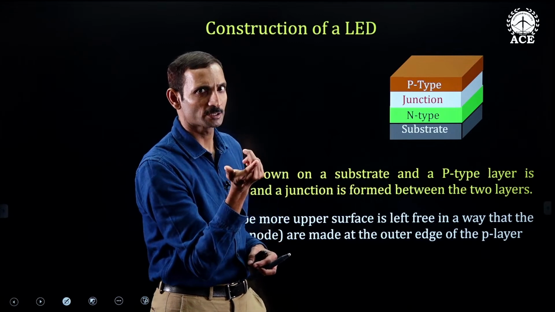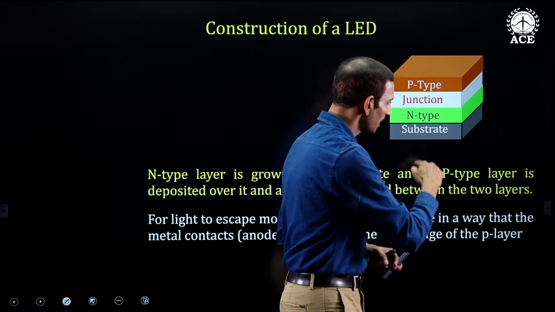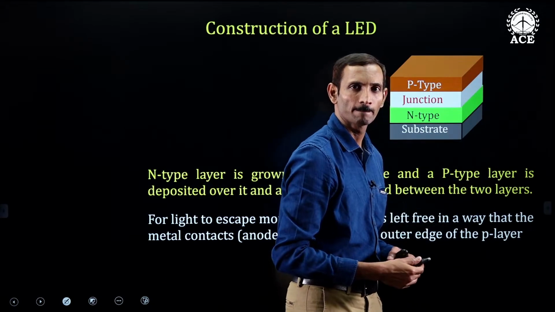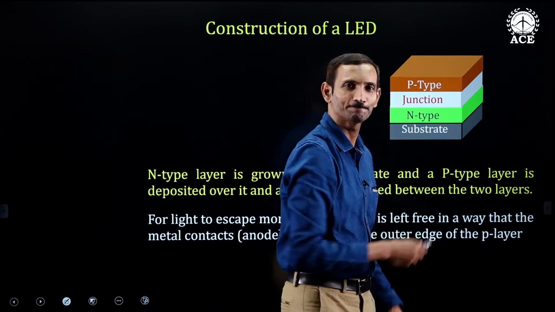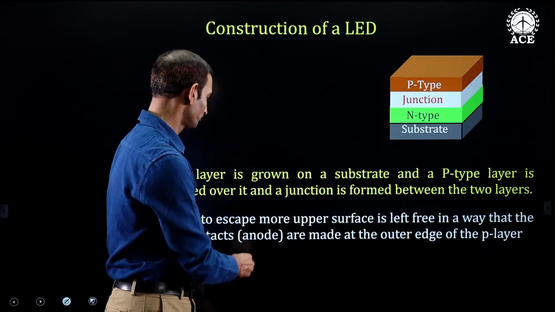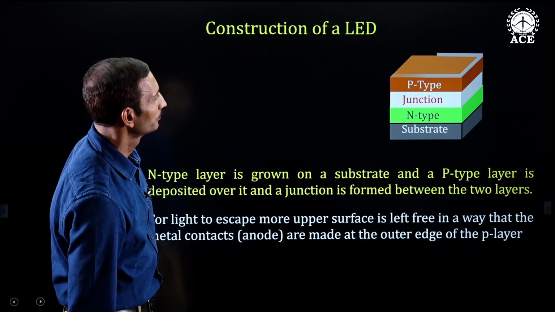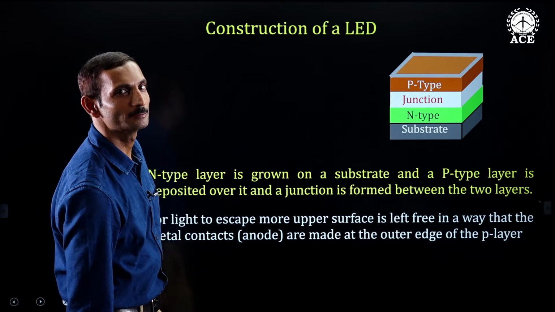We have to give forward bias. Forward bias means the P side is connected to the positive terminal of the battery, and the N side is connected to the negative terminal of the battery. That means we have to have a contact here, an electrode, which we call an anode, right? So how would that anode be for the P-type material? This is how it would be.